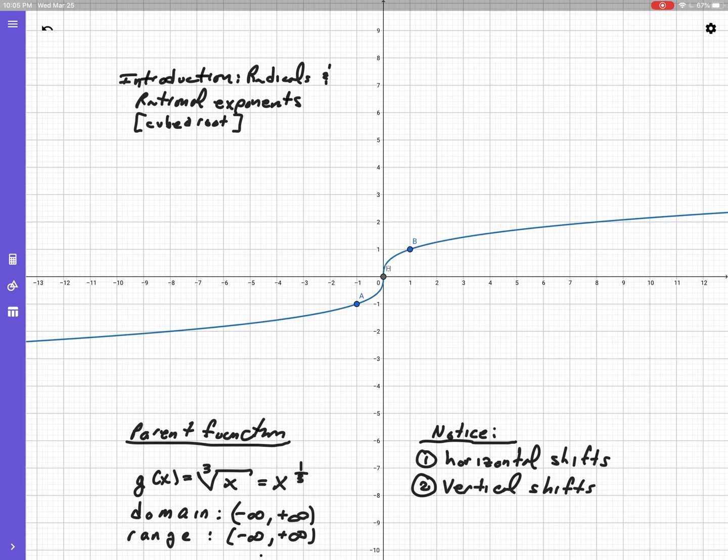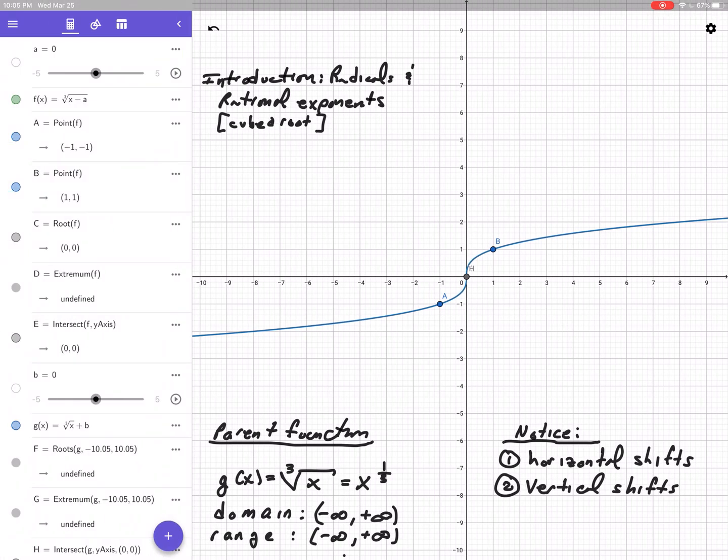Today, from this function, we're going to start looking at horizontal shifts and vertical shifts when we have some kind of radical involved. And I'm hoping you'll see the basis for that momentarily. So let's get started. All right, so I've got a few things up here.